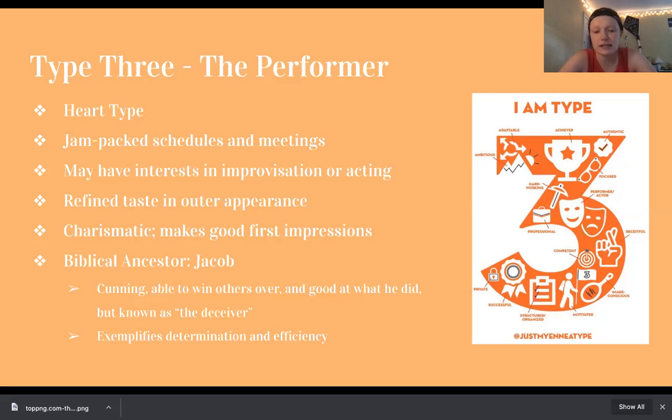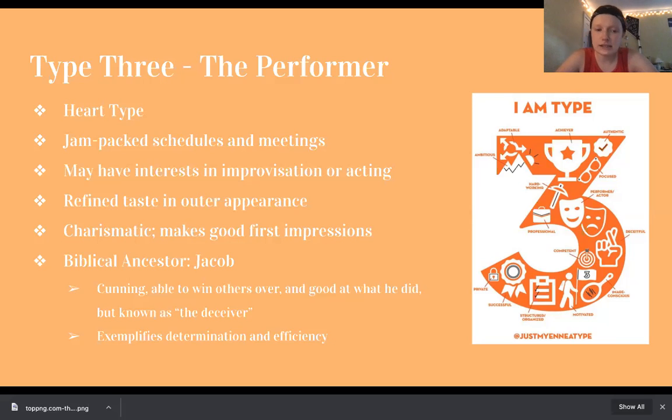Their performance and dedication is admired by others and may even inspire them to take action. Achievers typically have schedules chock full of events and professional meetings to keep themselves busy and on the go. They also, like it says, may have interests in improv or acting because of just kind of the comfort of putting on a face that they have. And they are a heart type, so they do lead with their emotions.